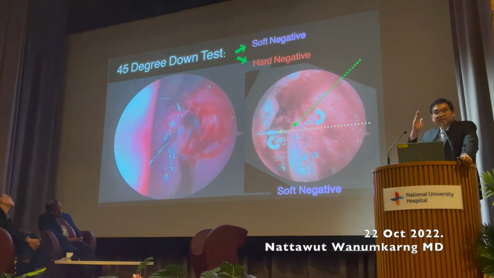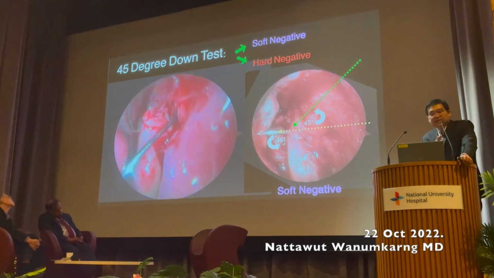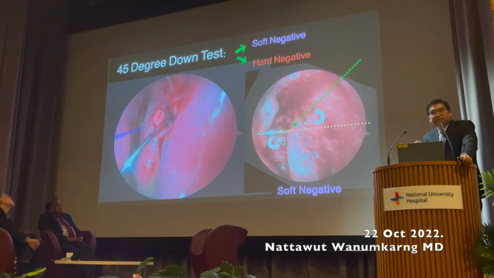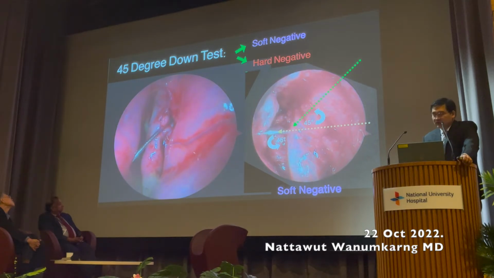We just create a simple vertical cut and put the posterior flap back posteriorly, and then with one simple suturing we can achieve the revision surgery. That's what we call soft negative for the 45-degree down test.